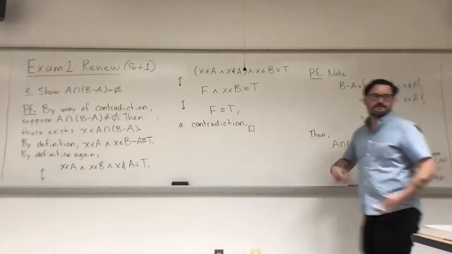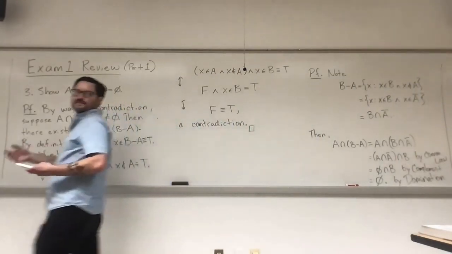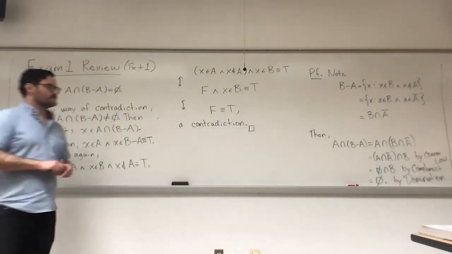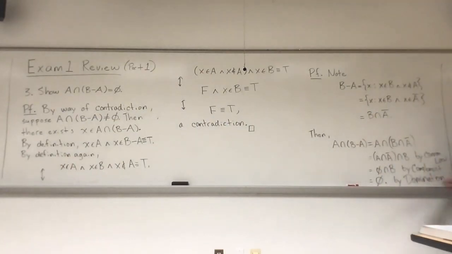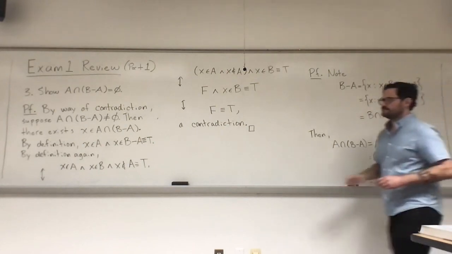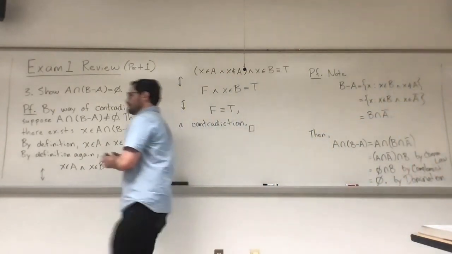So there's just two different ways of doing it. There's the worded way with contradiction, and there's also noticing that B minus A is equal to B intersect A complement. And if you plug that in, you can apply the laws in that table and get that it is the empty set. Okay. There's two different ways of doing it.